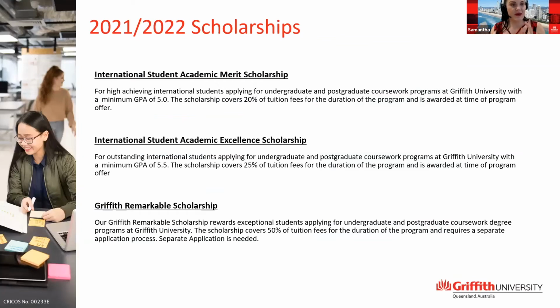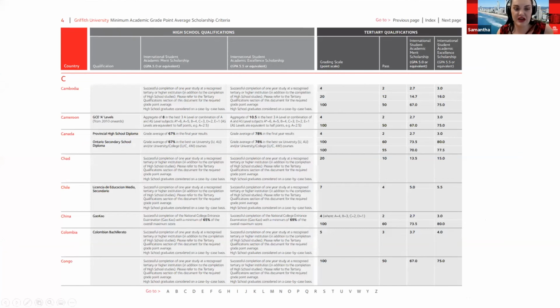So just a little bit about our scholarships. If you're interested, we have 3 main scholarships: 20%, 25%, and 50%. Our 20 and 25% scholarships are awarded at time of offer and are based on academic entry, so the equivalent of around a 5 out of 7 GPA for the merit and a 5.5 out of 7 for the excellence. We have a really cool PDF that you can find on our website, or speak to any of the guys at Sol. You can go through your current qualifications, find what country you did those qualifications in, and it will give you a rough estimate of exactly what GPA or grading scale you're going to need in order to receive a scholarship. So you can have a look at that. If you meet that requirement, you will be eligible for a scholarship.